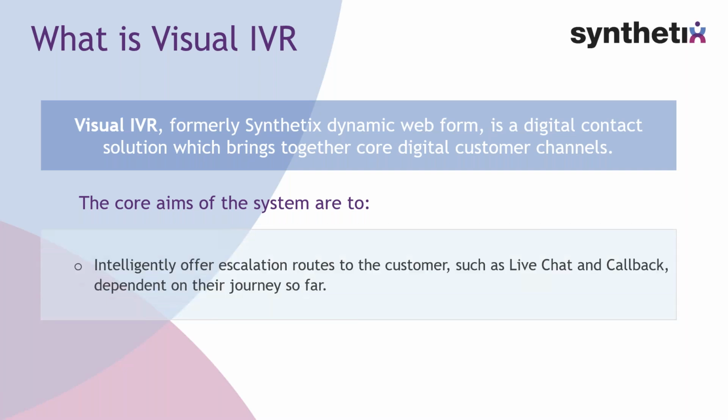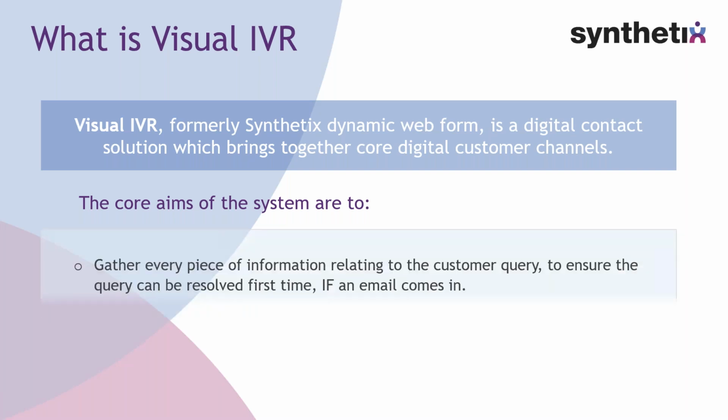We intelligently offer escalation routes to the customer, such as live chat and callback or any other escalation route you can think of, dependent on their journey so far. We use the word intelligently because we don't just offer live chat on every single customer journey. But if we detect that perhaps the customer is entering into a buying process with us, maybe we'll figure that is a good time to launch live chat. Maybe if somebody's asking us about our terms and conditions or something that is kind of definitive and won't change, then it's probably not the best use of time to route a live chat. So that's what we mean by intelligently offering escalation.